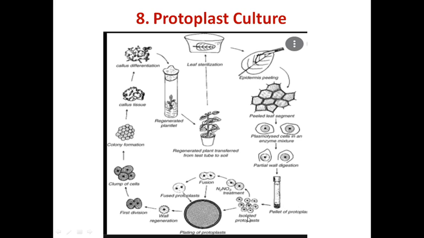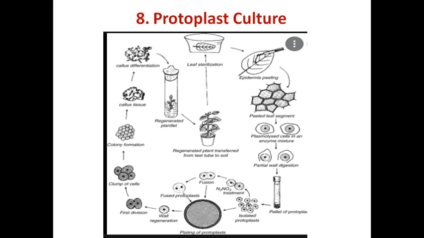See, the isolated protoplast is plated, and then the protoplast culture is there. Then first cell division, second colony formation, callus differentiation, and regeneration of a new plant. Then students, another method: here the isolated protoplasts are given a treatment, nitric acid treatment, and then there is fusion of protoplasts, and the fused protoplasts produce hybrid plants.